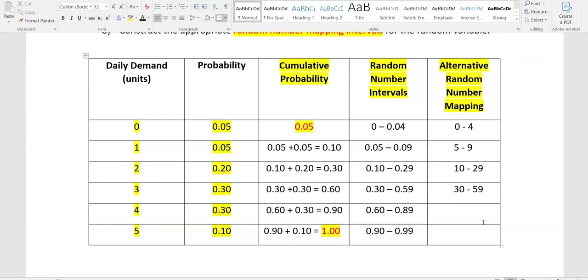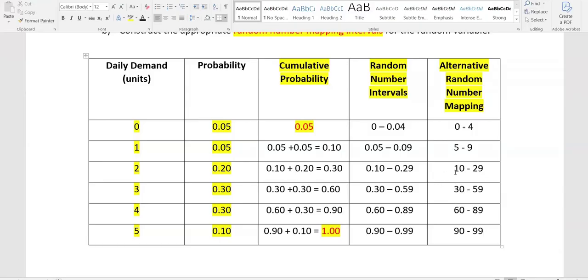Everybody is good? Yes, sir. What is the reason though? All right, just hold on a bit. You'll see the reason, because we're going to need to read the probabilities as whole numbers, not decimals. You'll see that in a few minutes. So if you are okay with reading the probabilities as whole numbers without doing this conversion, then you don't need this column.